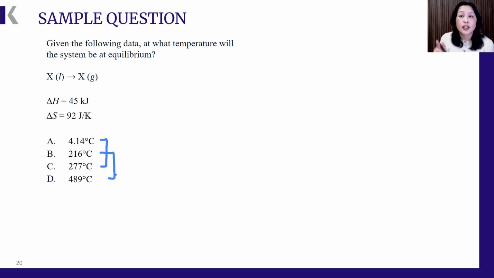So right away, I'm thinking, well, temperature, enthalpy, entropy, that sounds like a very famous equation that you do need to know for the MCAT, which is about Gibbs. So delta G equals delta H minus T delta S. So this is the equation that we'll likely be using. Now, I know that this is what I'm solving for.